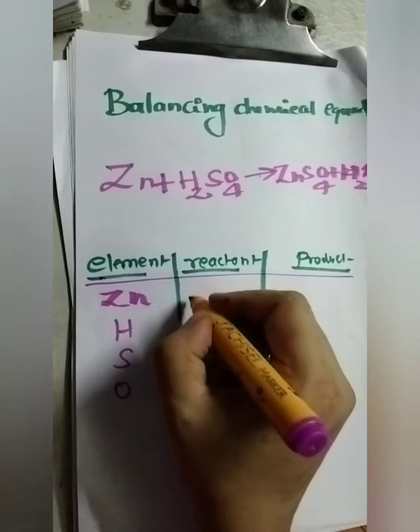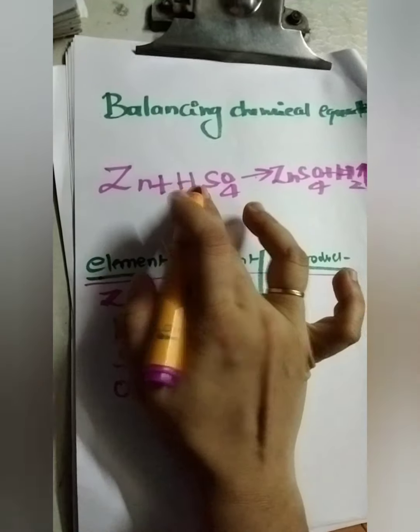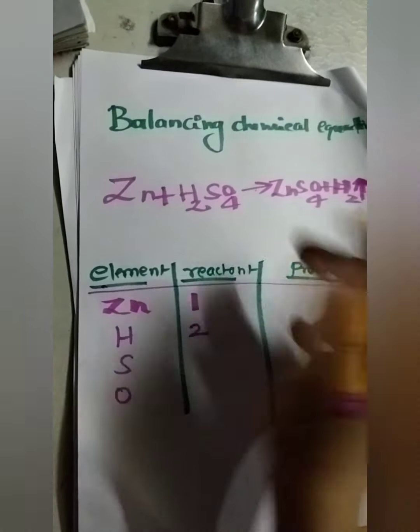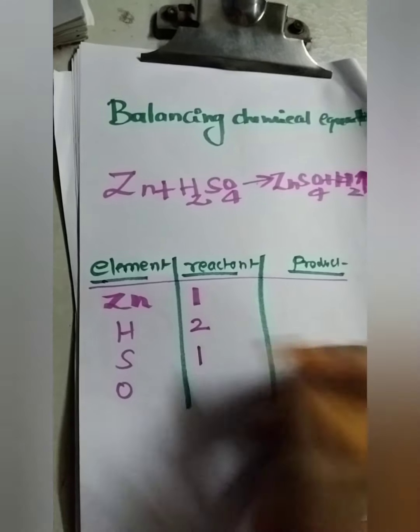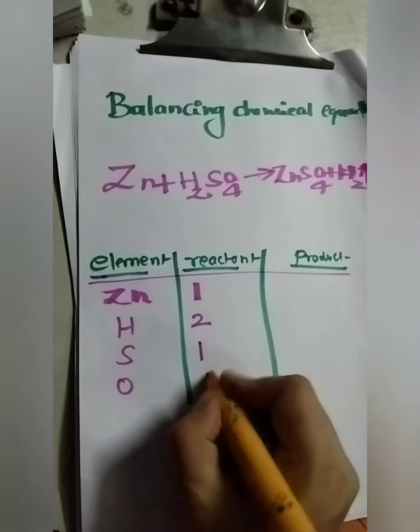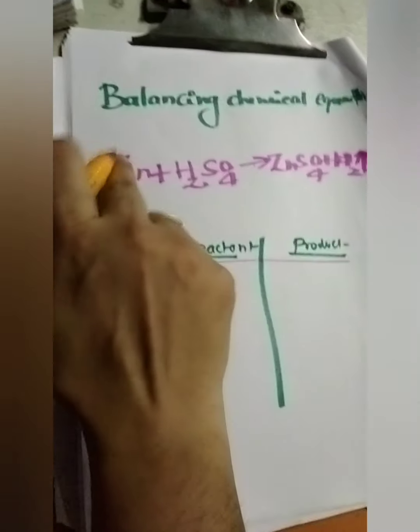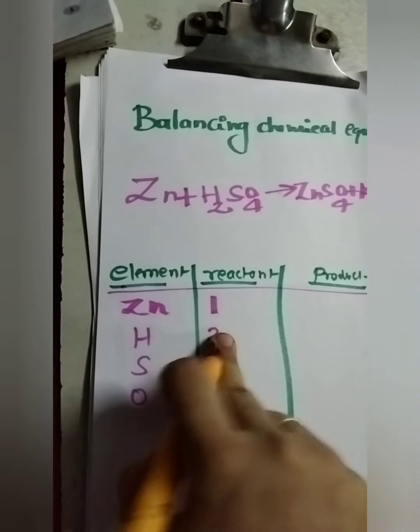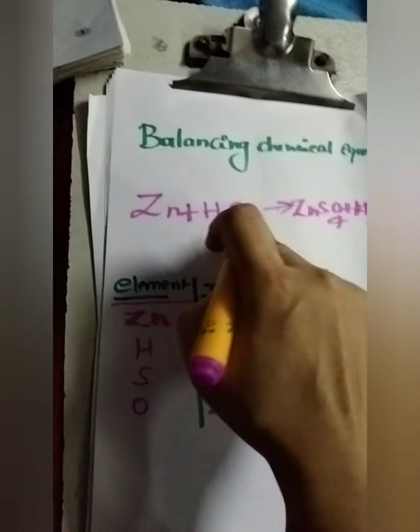Zn, you have 1 on the reactant side. H2, so 2 on the reactant side. Sulfur, you have 1 on the reactant side. Oxygen, you have 4 on the reactant side. So Zn is 1, hydrogen is 2, sulfur is 1, oxygen is 4.